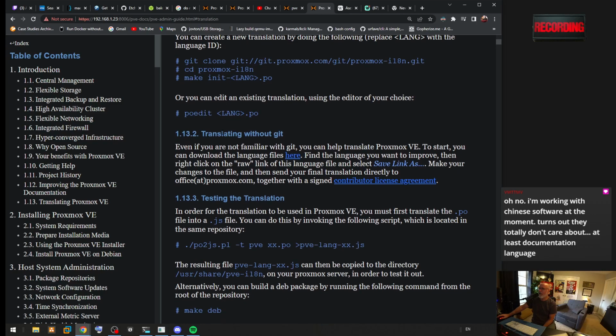1.13.2. Turns out they totally don't care about it, at least in documentation. Did they not write any documentation, or did they write it only in Chinese?